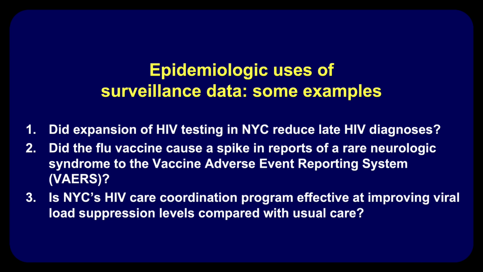So the three examples I want to cover in today's session relate to the first question here: did expansion of HIV testing in New York City reduce the rate or the frequency of late HIV diagnoses? The second one is, did the flu vaccine cause a spike in reports of a rare neurologic syndrome to the Vaccine Adverse Event Reporting System, or VAERS? And then the third one is, is New York City's HIV care coordination program effective at improving viral load suppression levels for HIV compared with a usual care comparison group?